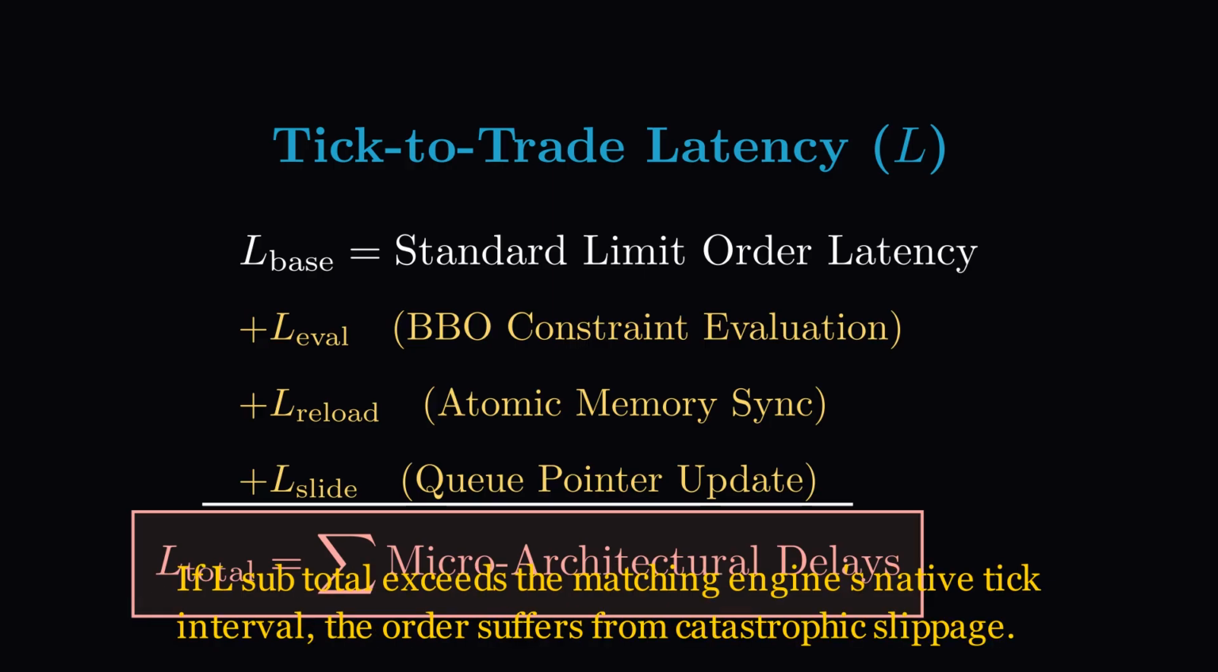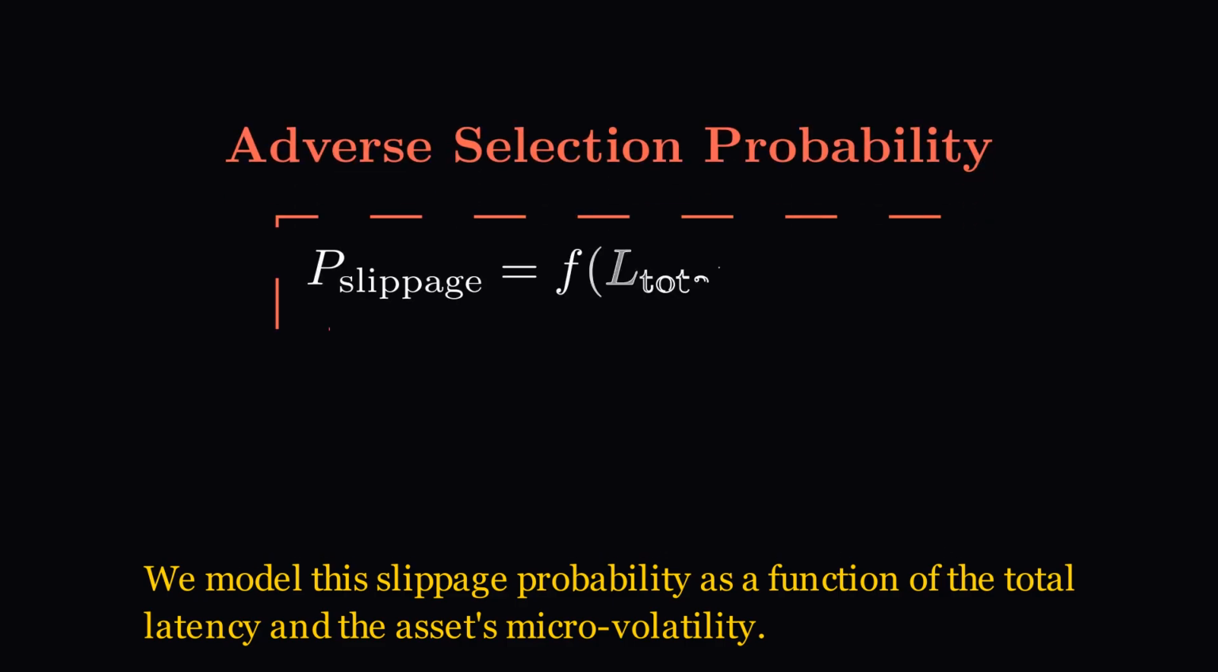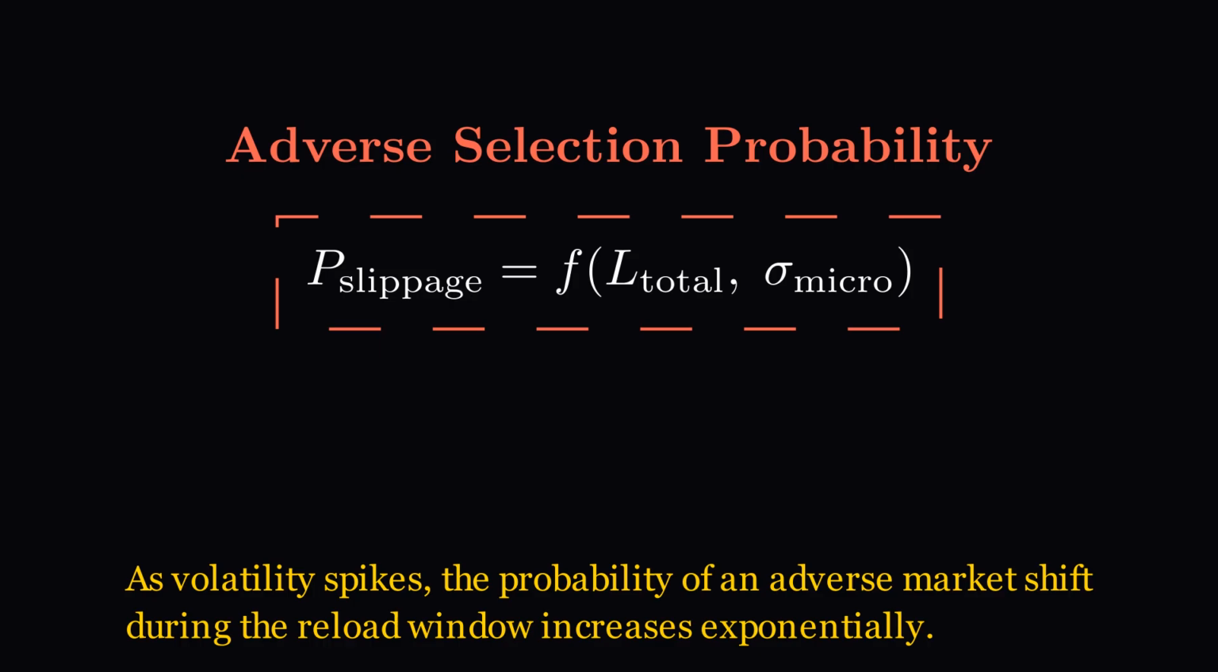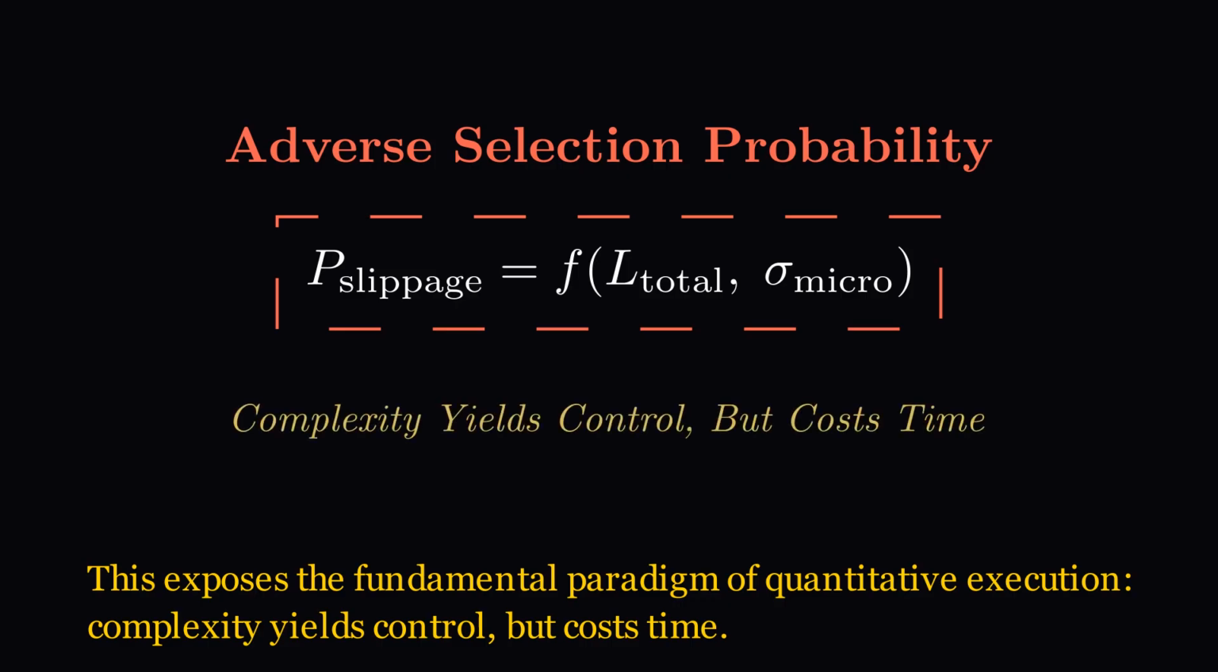If L sub total exceeds the matching engine's native tick interval, the order suffers from catastrophic slippage. We model this slippage probability as a function of the total latency and the asset's microvolatility. As volatility spikes, the probability of an adverse market shift during the reload window increases exponentially. Ironically, the precise mechanism designed to secure the maker rebate introduces a secondary adverse selection risk. This exposes the fundamental paradigm of quantitative execution: complexity yields control, but costs time.